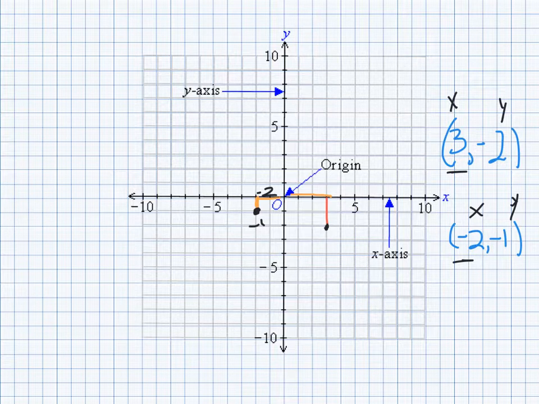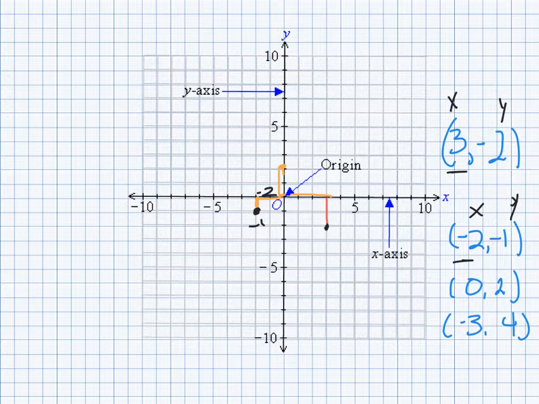Let's try another one. We have coordinates, let's see, of 0, 2. So now we're going to start at 0, and 0 will be right on the line. So the x is going to be right there in the middle. And then we're going to go up 2, and we'll be right here. Okay.